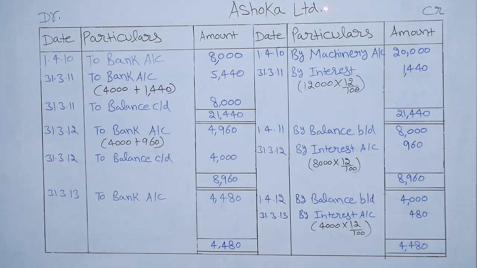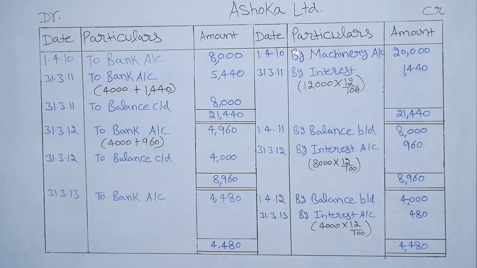Ashoka Limited, this is vendor account, debit, credit, date, particulars, amount, date, particulars, amount. On 1st April 2010, Rajesh paid 8,000 rupees as a down payment. So what will be the entry? Entry will be vendor account debit to bank account. Vendor means Ashoka Limited. So Ashoka Limited account debit to bank account. If we do ledger posting of Ashoka Limited, then we will write to bank on the debit side. So to bank 8,000.